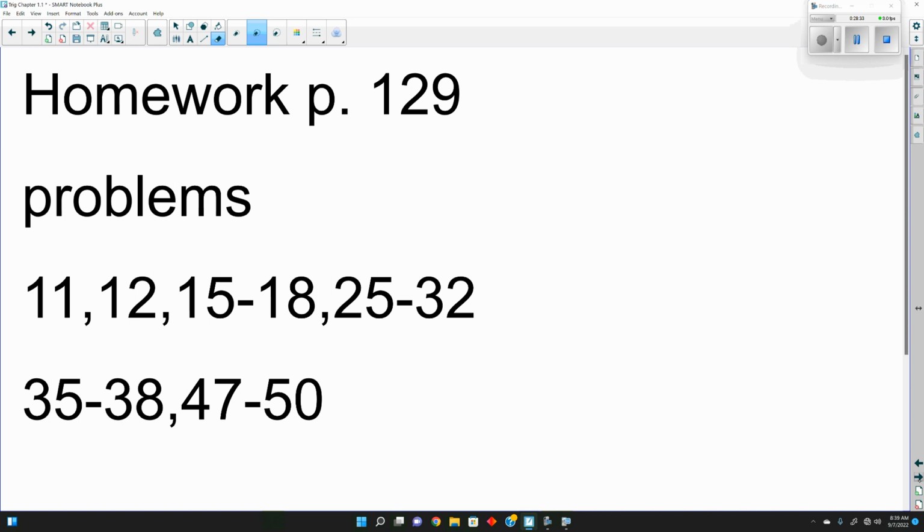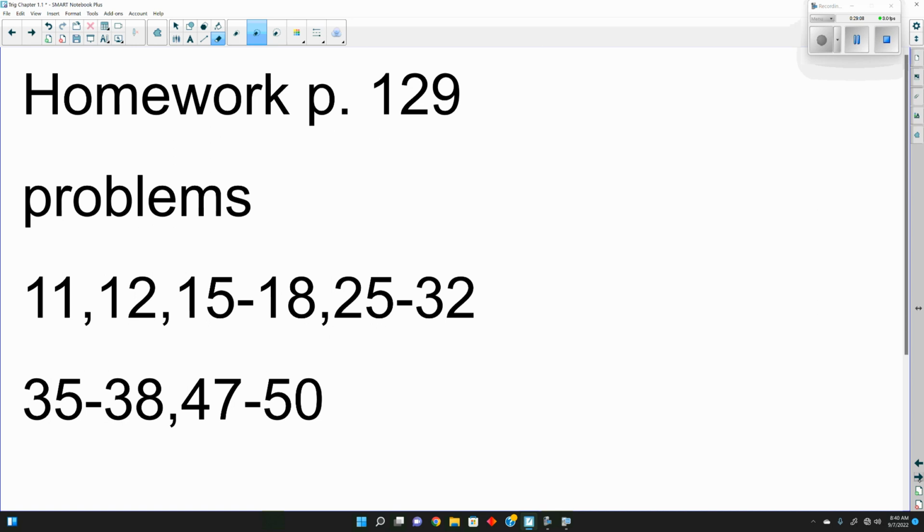15 through 18. 15 and 16, determine 2 coterminal angles, one positive and one negative for each angle. Give your answer in radians. 17 and 18, find, if possible, the complement and supplement of each angle. If it's not possible, we just say it's not possible to find one or the other. Most likely, you're not going to find a complement. Supplement is more likely to be found on all of them, but complement is less likely, especially if the angle is over pi over 2 or 90.